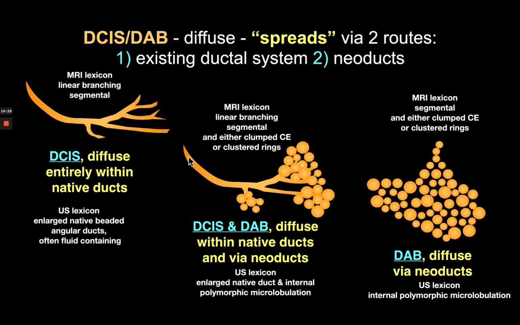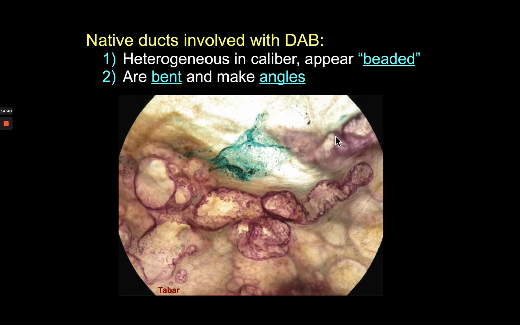So you can have a mixture of spread through native ducts, which is usually going to be in the more central ducts, and they're going to be larger, and neoducts, which is usually going to be around the periphery of an involved segment. So this is a native duct involved with micropapillary grade 3 DAB. And notice that the caliber of the duct is variable. It's beaded, it's angular, it's irregular. There's nothing normal looking about it.